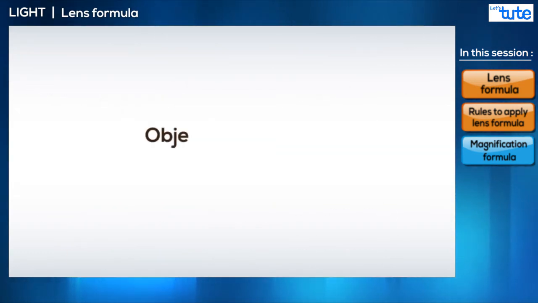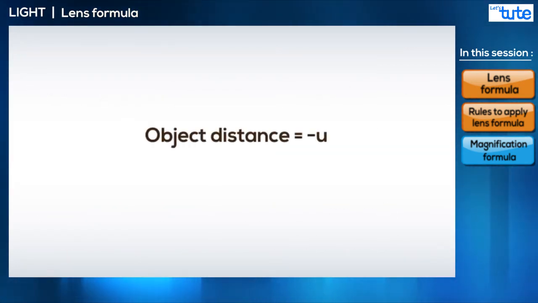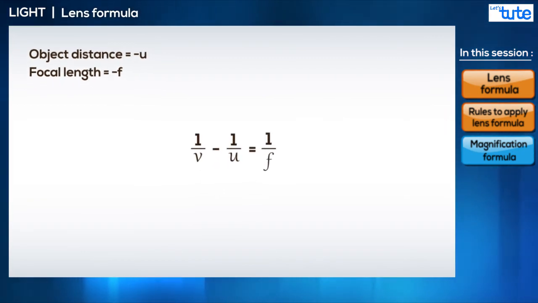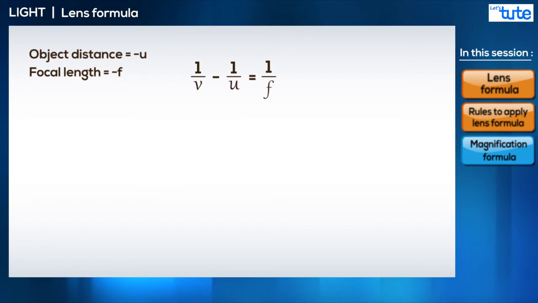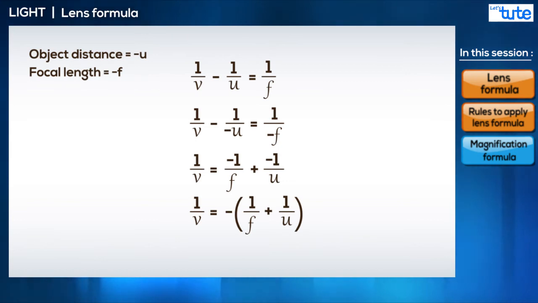Now if we keep the object at some distance, u, from the concave lens with the focal length f, we can use the lens formula to find where the image will be. Since the object is to the left, object distance is minus u and the focal length of the concave lens is minus f. Putting this in the formula, we can see that the image distance will also be negative. Thus, from our earlier logic, the image is virtual.